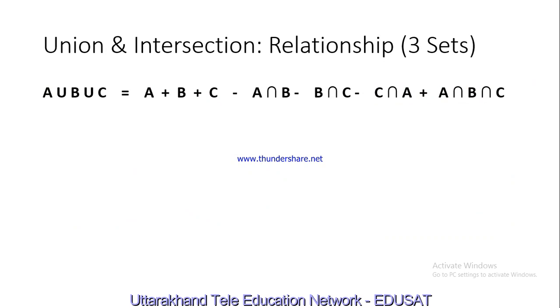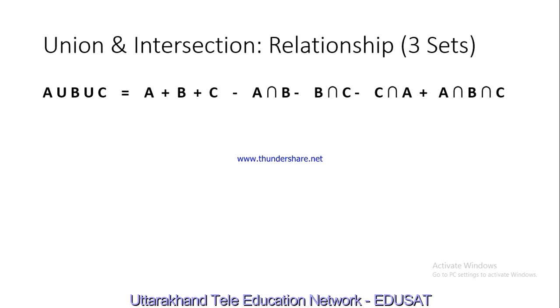Now, one more thing that we need to keep in mind, just as we have a formula for two sets that helps us ascertain the relationship between the union and intersection of two sets, in the same manner, we also have a formula for calculating the union and the intersection of three sets. So in case you have got three different sets, this is the formula that you are going to use. A union B union C will be equal to A plus B plus C minus A intersection B minus B intersection C and minus C intersection A plus A intersection B intersection C.